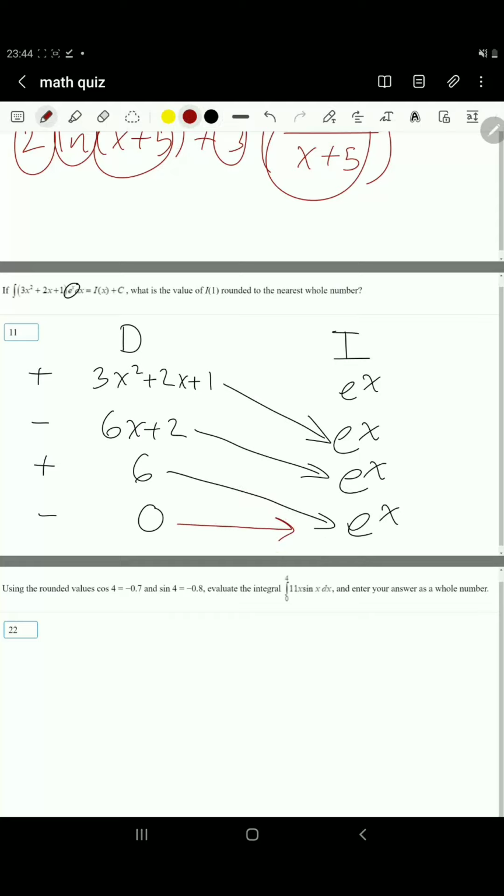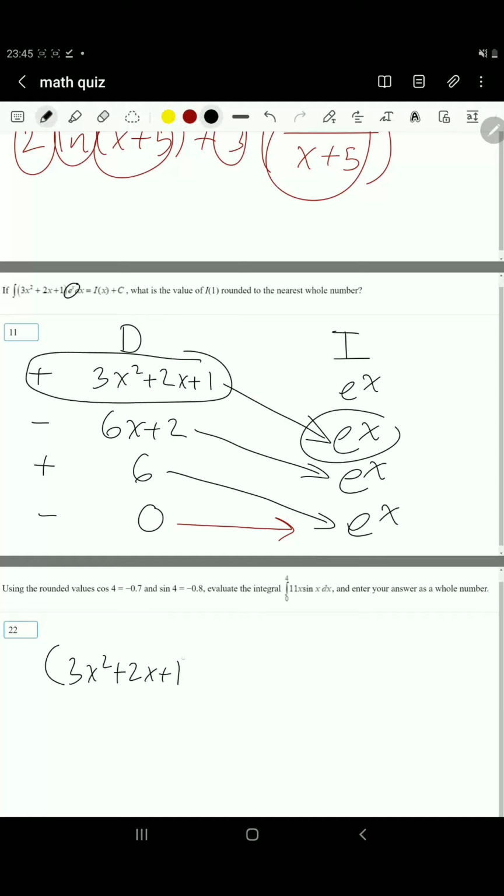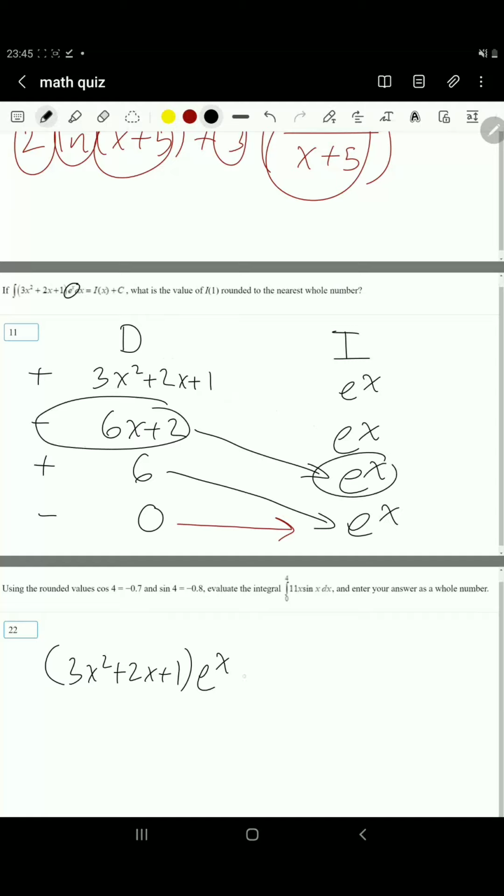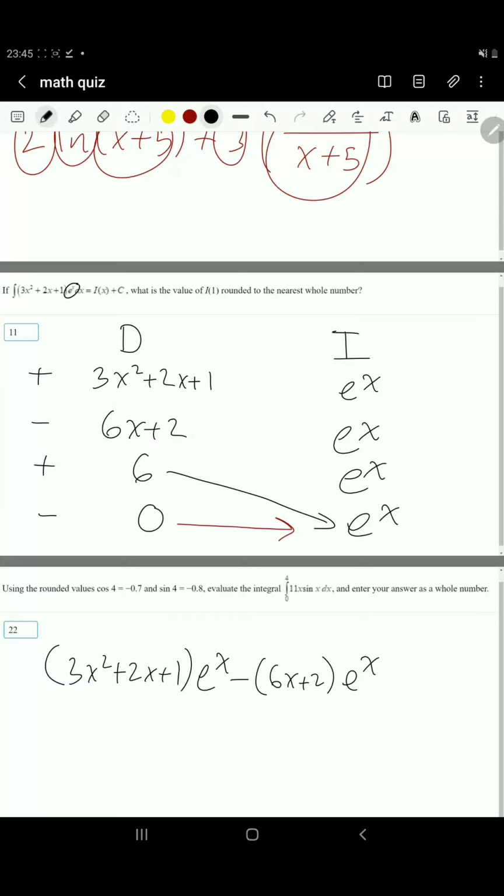We'll come back to this horizontal line. Let's deal with the diagonals. Diagonals, meaning you cross multiply. So you multiply this by this, so you get 3x squared plus 2x plus 1 into e to the x. So that goes away. Then you multiply this by that, so you get minus 6x plus 2 into e to the x. So that goes away. But then you have plus 6 into e to the x.